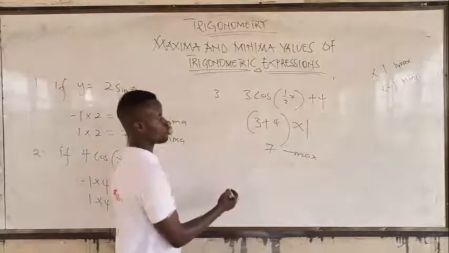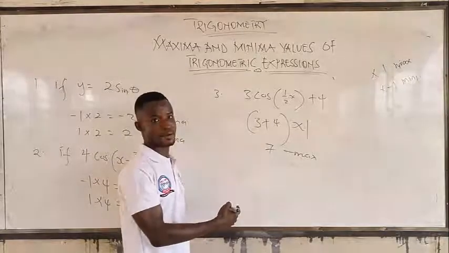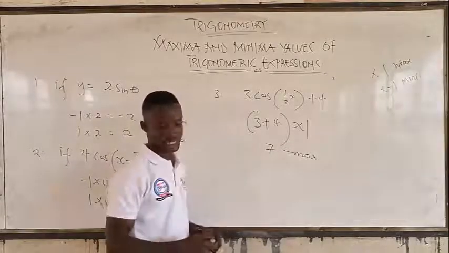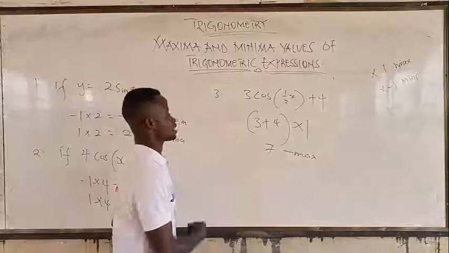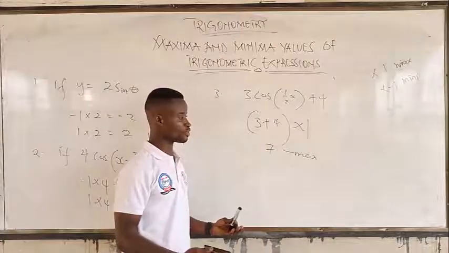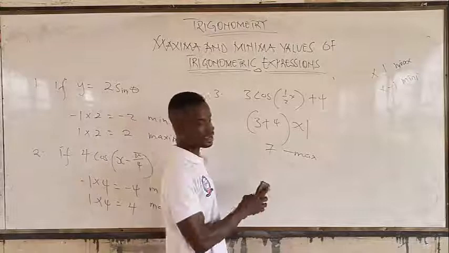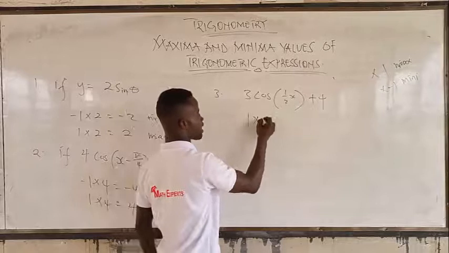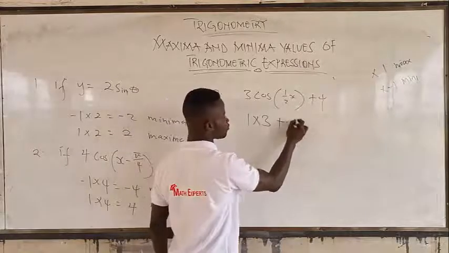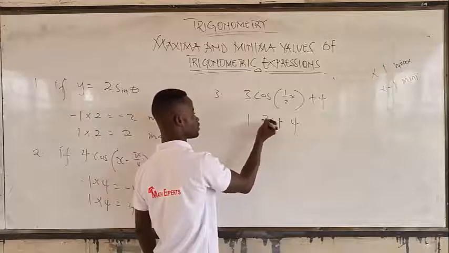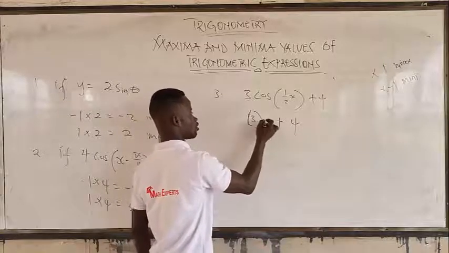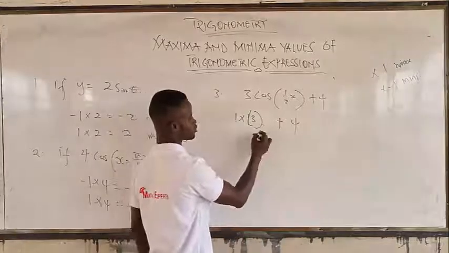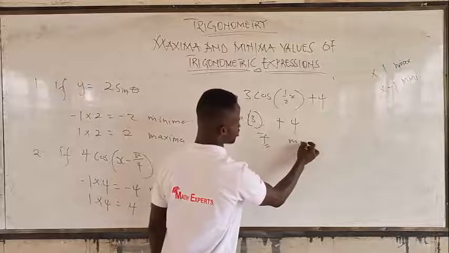For you to get the minimum also, what you do is that you multiply. Now, let me emphasize on this one. Even though you get the same result, let's do the right thing. You multiply 1 by the 3, alright? Then you add it to 4. So we are going to do it that way. Multiply 1 by the 3, then you add it to 4. And this is going to give you 7. And that is the maximum.